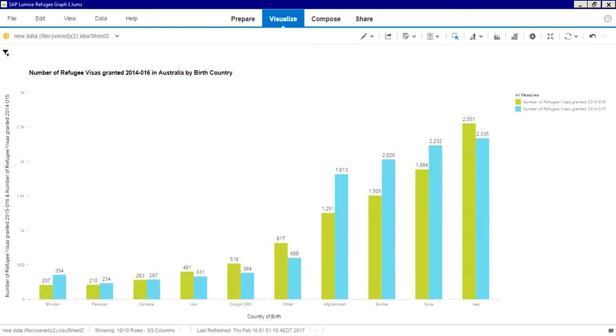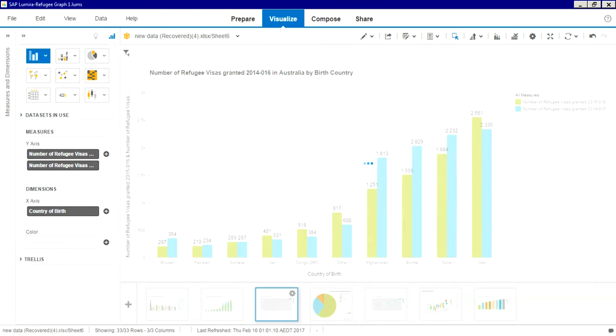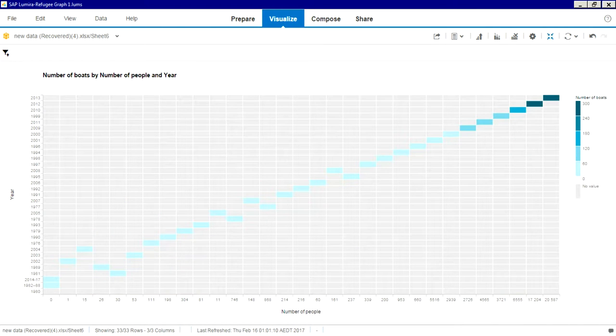Now I will explain one more graph about refugee data. This graph represents the number of boats that came to Australia unauthorized, and the people who came on those boats. The lowest was in 1981, only one boat, and some boats came before that in 1976, but we didn't find that data.